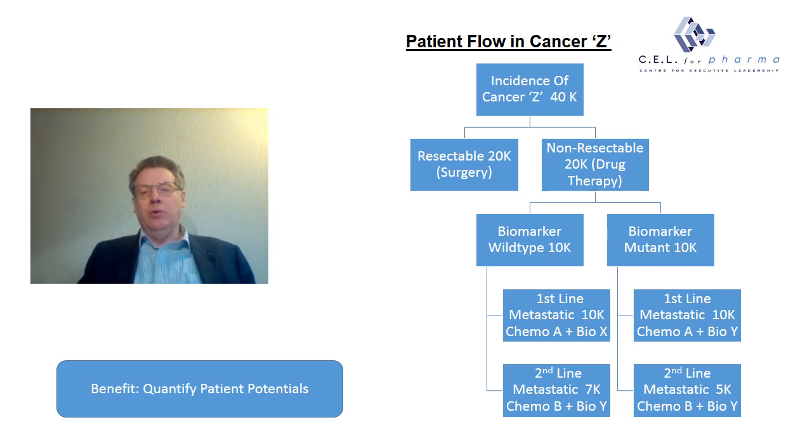In the case of the mutant patient, it may be that the first-line therapy of choice will be chemo A and biological Y, and the second line will alternate the chemo, but the biological may stay the same. The benefit of the patient flow here is not so much to show the progression of the patients through the system, but more to quantify the various patient potentials in each of the different disease states.